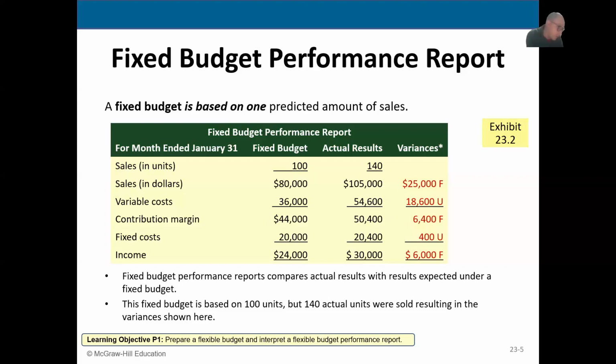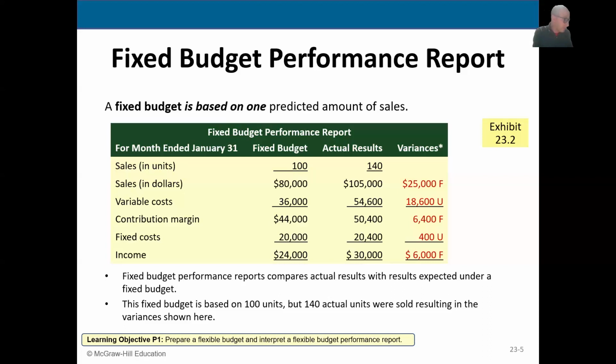Now, what actually happened during the year? Well, I actually produced and sold 140 units. Okay, that's kind of good. Why? Because my sales were $105,000 instead of $80,000. Right? I budgeted for 80, came in at 105. That gives me a favorable variance of $25,000. Okay, let me explain to you the difference between favorable and unfavorable. Favorable is a good thing. Favorable, just as the word implies, it's a good thing. It means I sold more than what was expected. Okay? That's favorable when that happens.